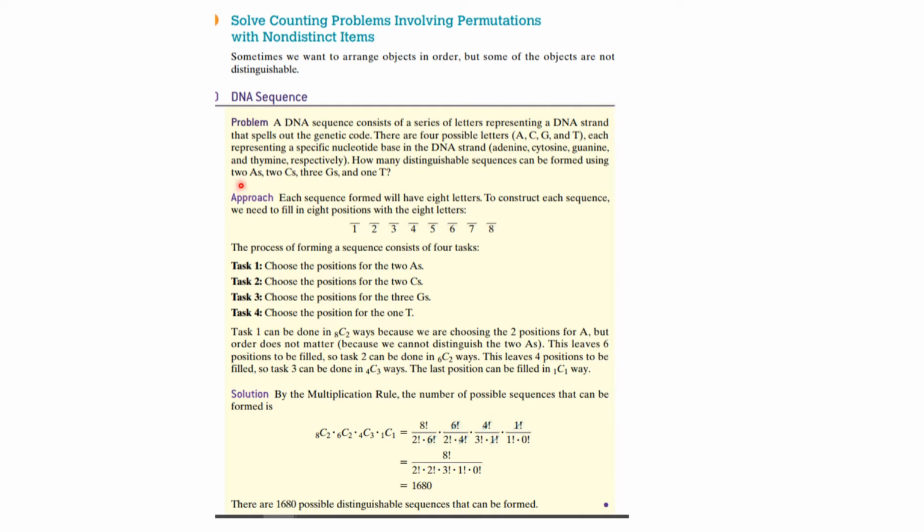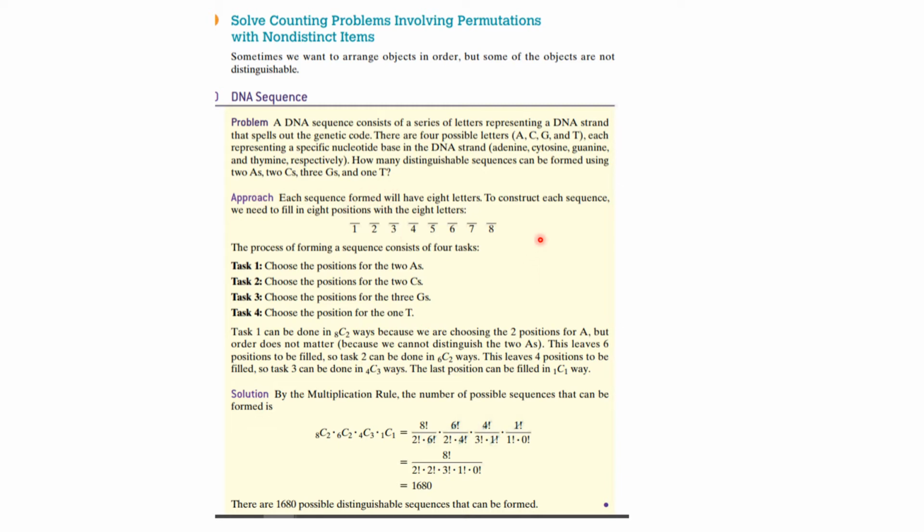Now the point of this problem is you can't tell the difference between those two A's or those two C's or those three G's or that one T. So the point is that some of these things are indistinguishable one from another. But you can tell a C from an A and a G from the others and a T from those and so on and so forth.